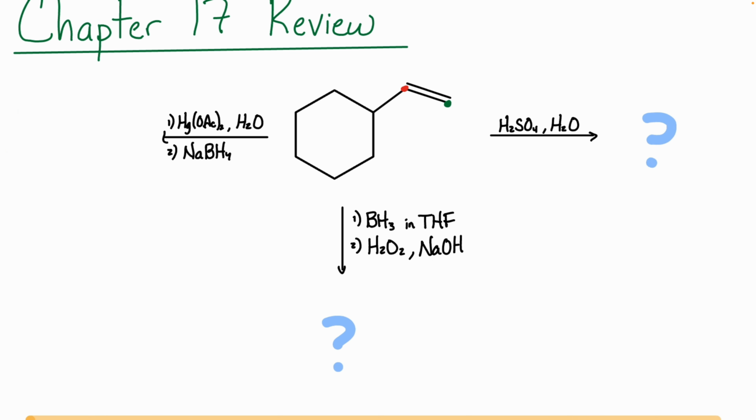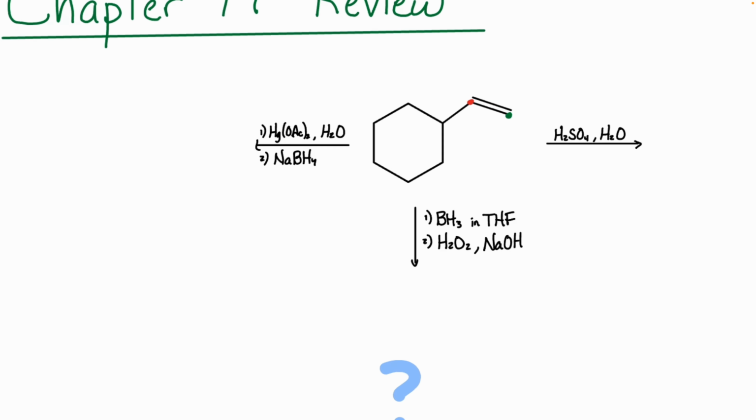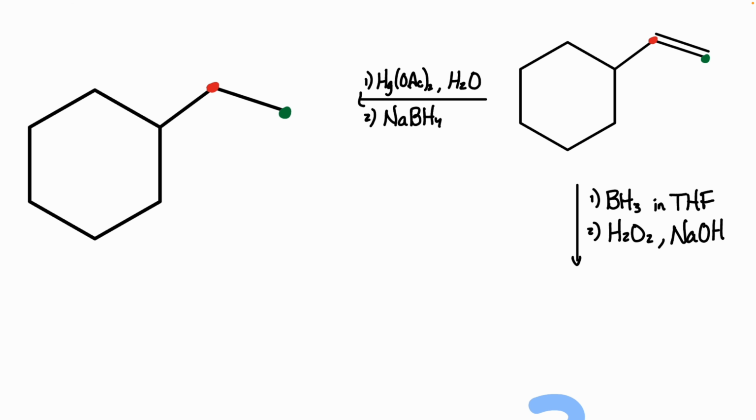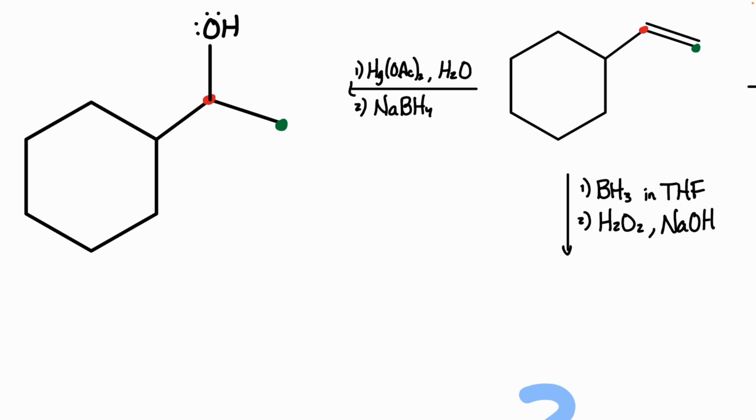Let me shrink this down so I got a little bit more room. All right, oxymercuration. Where am I going to put my hydroxyl group? On the red carbon or the green carbon? The red carbon. Why the red carbon? More substituted. So these are one of those Markovnikov reactions. All right, my regioselectivity, more substituted carbon.